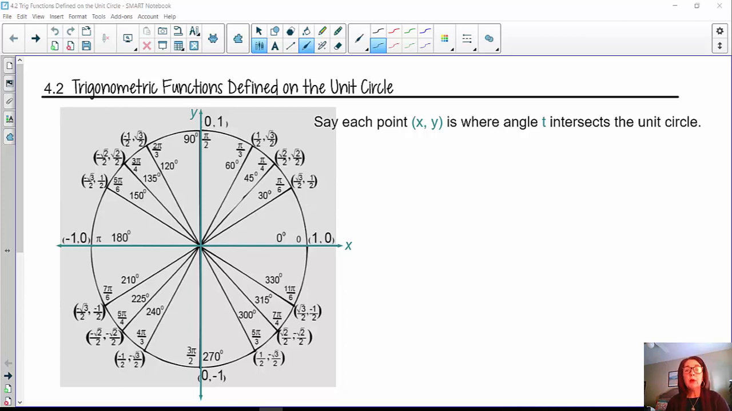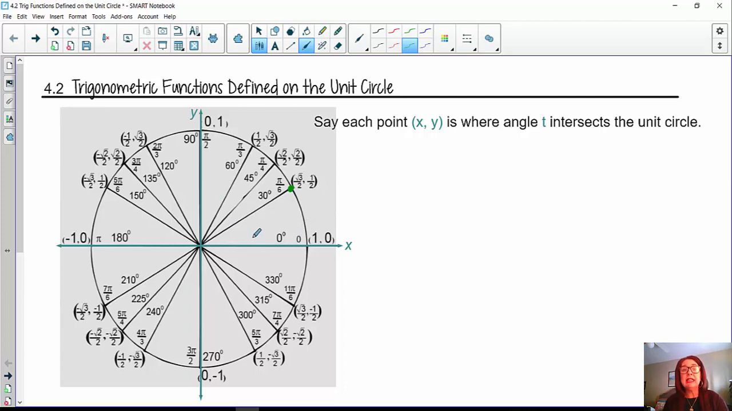At the end of section 4.1, we used the 30-60-90 triangle and the 45-45-90 triangle, along with just the points on the x and y axis, the coordinate plane, to label each of the places where these angles in standard position intersected the unit circle. So we came up with, for example, that this point here, where 30 degrees or pi over 6 radians intersects the unit circle, is located at square root of 3 over 2, 1/2. And we did that for each of the angles along the unit circle of particular interest to us.